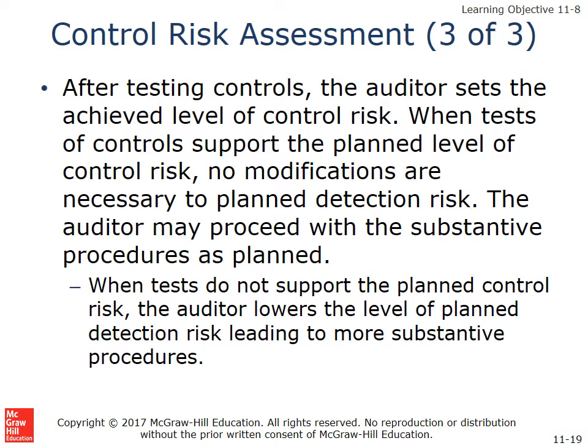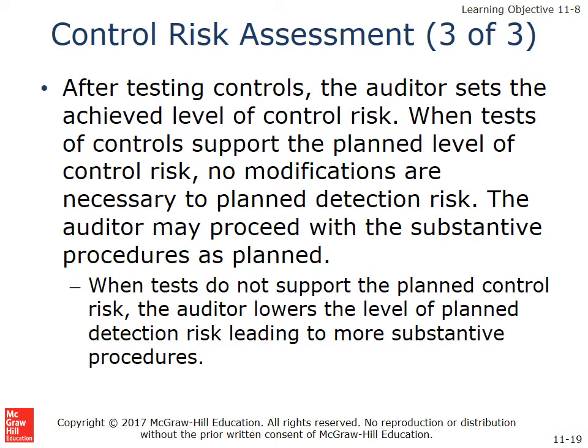assess our control risk. So after testing controls, the auditor sets the achieved level of control risk. When tests of controls support the planned level of control risk, no modifications are necessary to planned detection risk. So you don't have to change it. What you have planned is adequate. The auditor may proceed with the substantive procedures as planned.